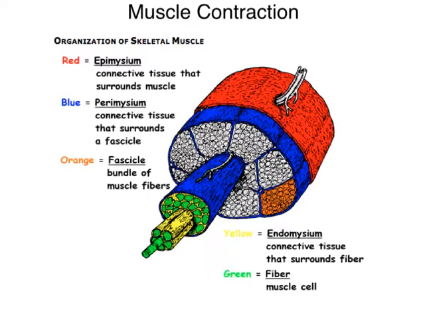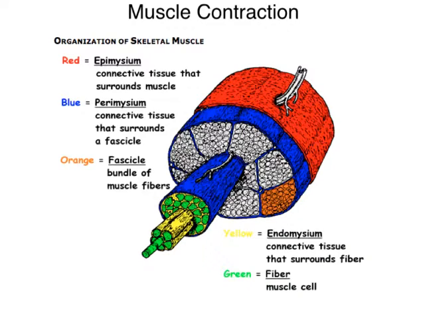So the fascicle is a bundle of muscle fibers. That's the orange part right here. And an endomysium is connective tissue that surrounds the fiber. Then the fiber itself, the green bit, is an actual muscle cell. It's called fibrous because it's very long, and also it can contract. It can expand and contract. Okay, so that is the basics of the organization of a skeletal muscle in this case.